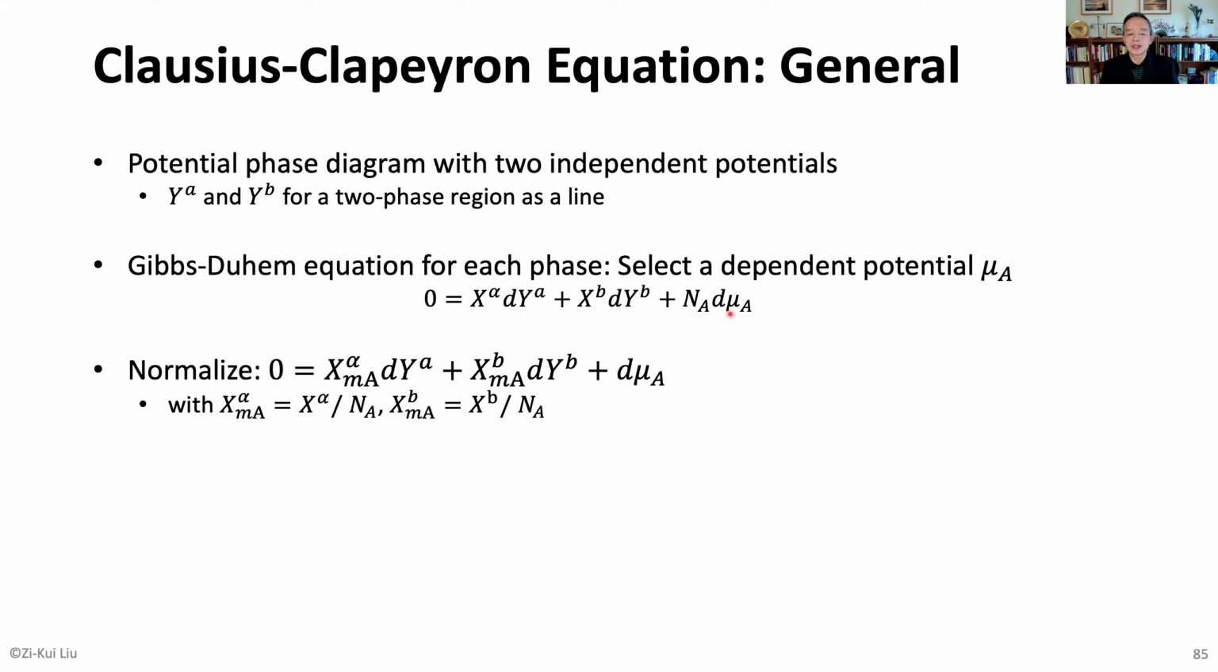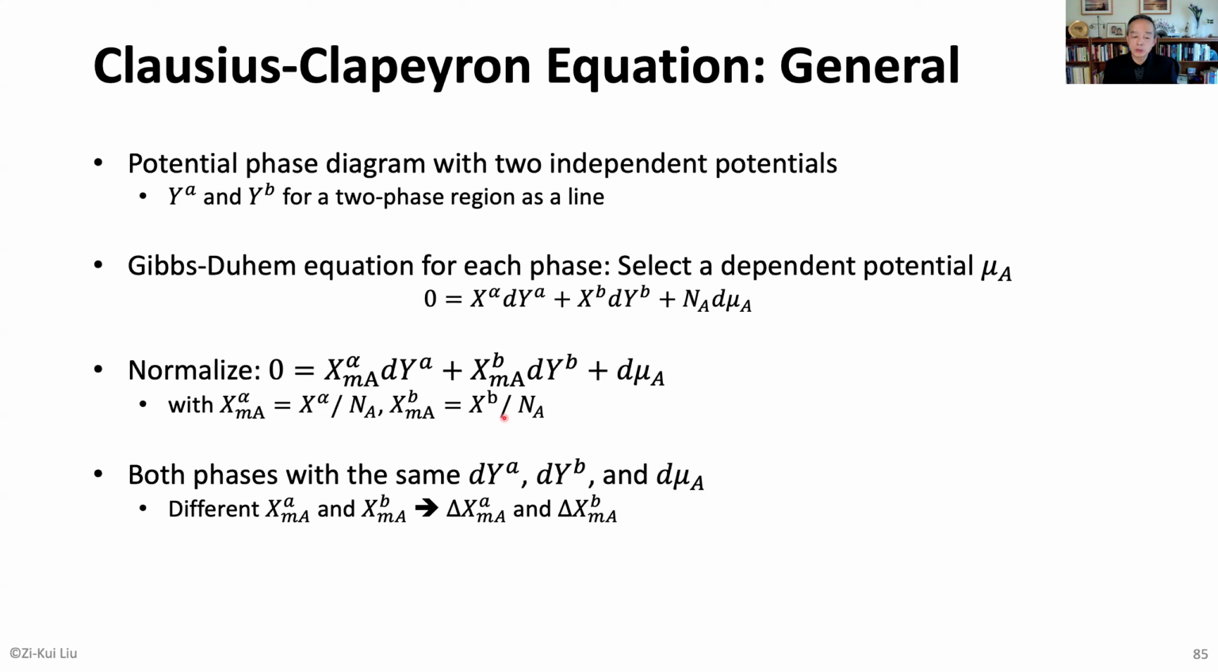So now we normalize it because each phase has different molar quantities. We divide by NA on both sides. We get X mu A alpha, X mu A B. Oh, this is A and B. Now we put MA here, which means it's normalized per mole of A. So XAMA is equal to XA divided by NA, and XMAB equals XB divided by NA. If you look at Marcellus' book, it's called a Z fraction if it's mole fraction. So it's normalized to 1 element, 1 component.